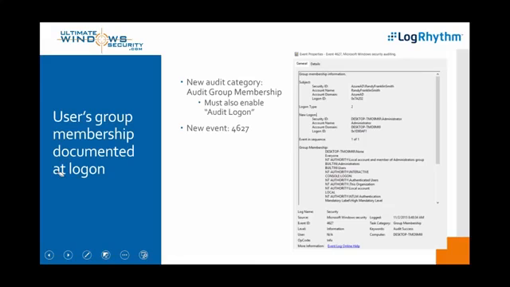Windows accounts. So here's the new event, and as long as we have turned on this new category, so there's a new audit category in Windows called Audit Group Membership. We need that turned on, and we also need Audit Logon turned on in order to get this event. Okay, so 4627, what does it tell us? It gets logged when you log in.